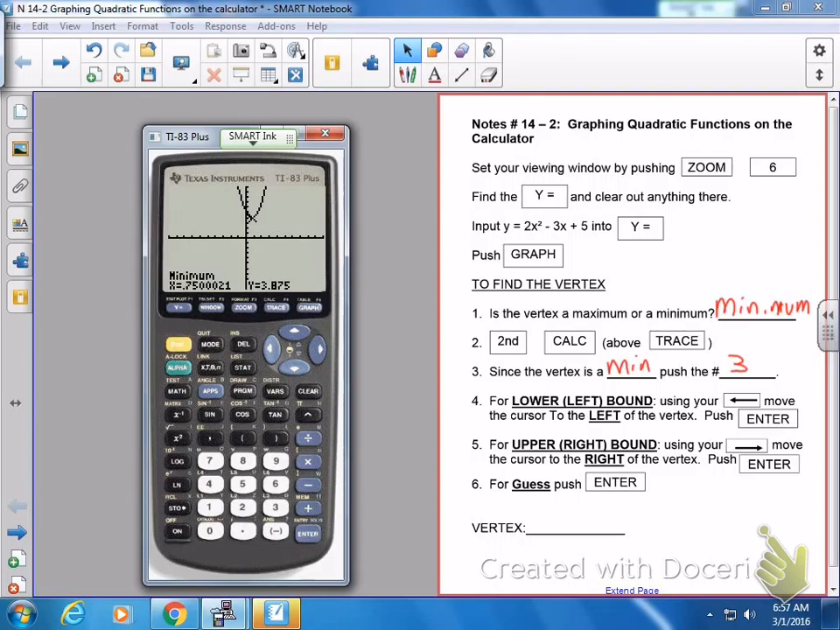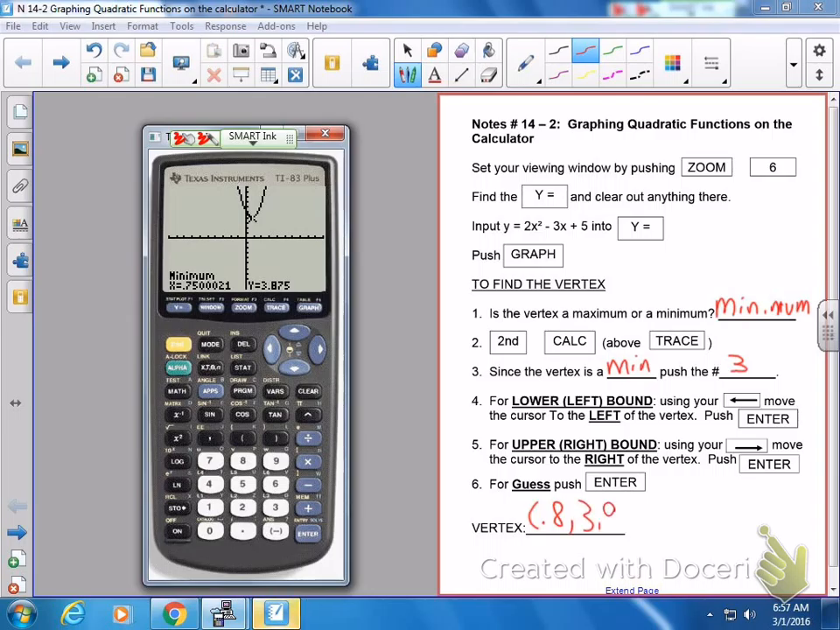Now there's going to be a little bit of rounding going on. I would prefer to the nearest tenth, which is 1 decimal place. So if my x value on my vertex is 0.75, I'm going to put 0.8. But if you put 0.75, that's not something I'll count off for. Our y value is 3.875. I'm going to round that to about 3.9. So guys, that's how you find a vertex.